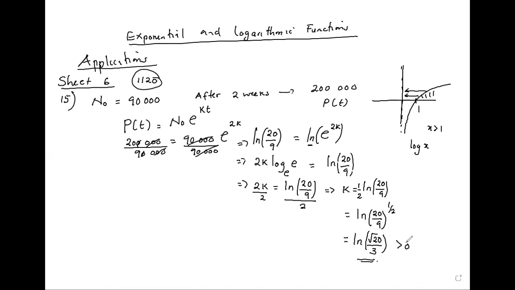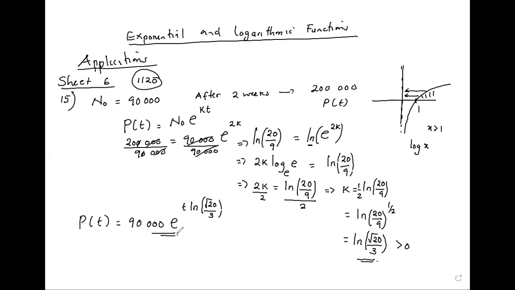So when the value of k is positive, you are sure that what I'm getting here is an exponential growth equation. So the function P(t) is equal to N naught, which was given in the question as 90,000, and then e to the power t multiplied by k, so we write t here, and then ln of root 20 over 3. So this is the solution when they ask you to find the exponential growth equation.